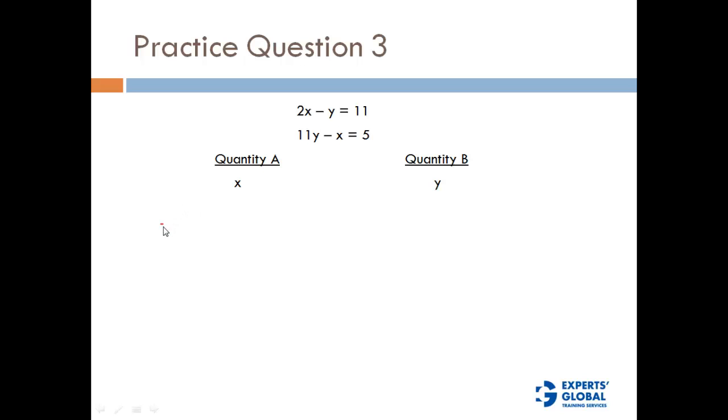Okay, so let's look at these equations. We have 2x minus y is equal to 11 and 11y minus x is equal to 5, right? So we have two different equations and two variables, so you should be able to find out the value of x and y individually. So let's use the substitution method, right? Or let's get rid of x. That is easier because we have 2x here and negative x here.